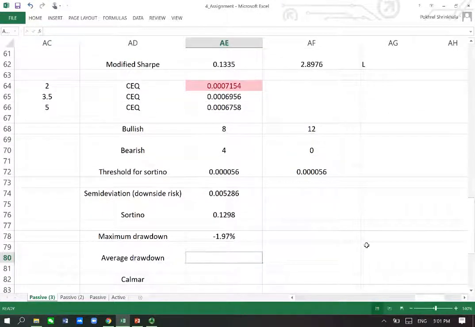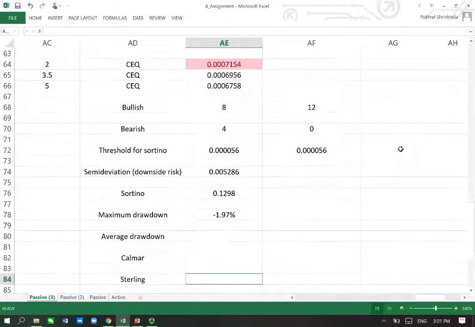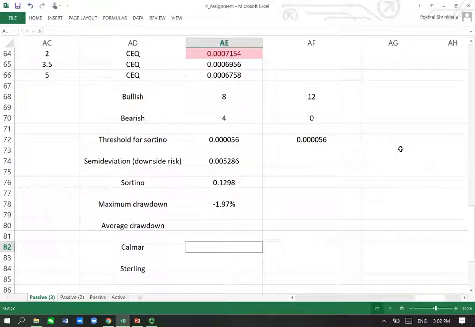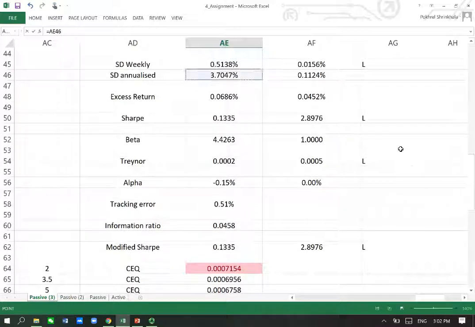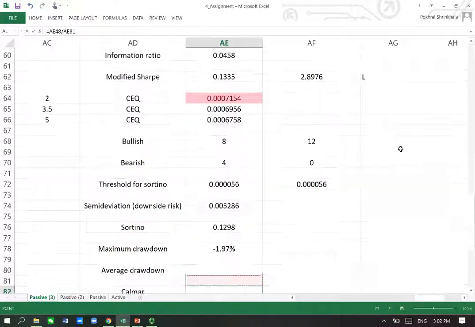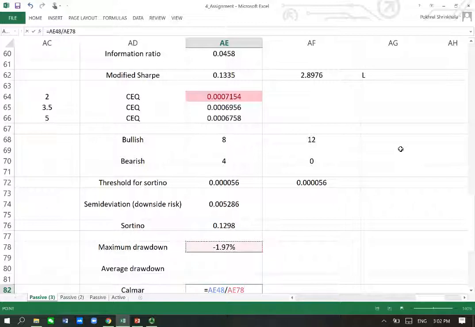And average drawdown is simply the average of the drawdown, and that can also be calculated but which will be shown. But first let me do the Calmar ratio, which is the excess return, and that's something you can see here. We found the excess return before divided by the maximum drawdown, which will give you the Calmar ratio.